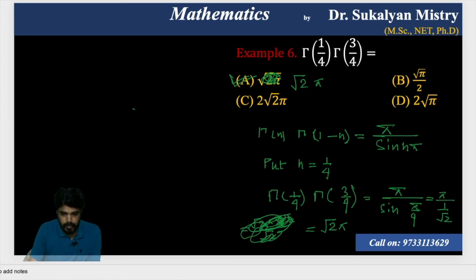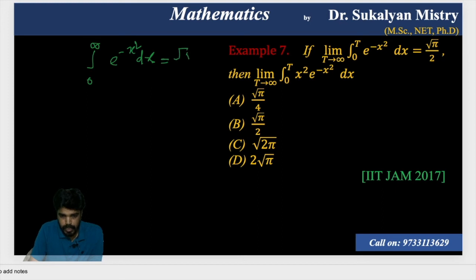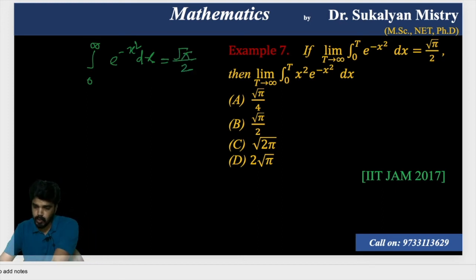Okay. So, next problem. It is given that the limit as t tends to infinity of the integral from 0 to t of e to the power minus x square dx, that is the integral from 0 to infinity of e to the power minus x square dx, is equal to root pi by 2. So, we have to calculate the integral from 0 to infinity of x square into e to the power minus x square dx.